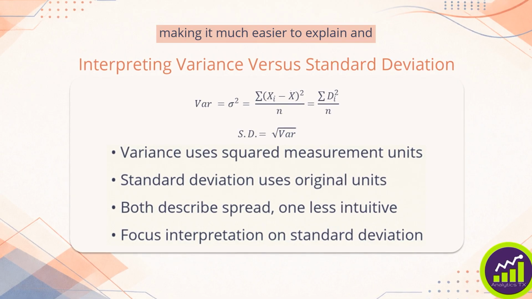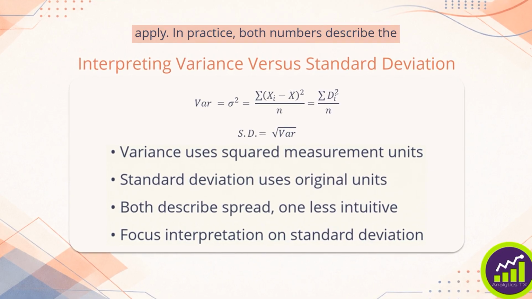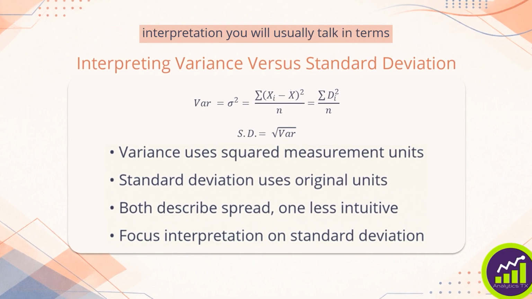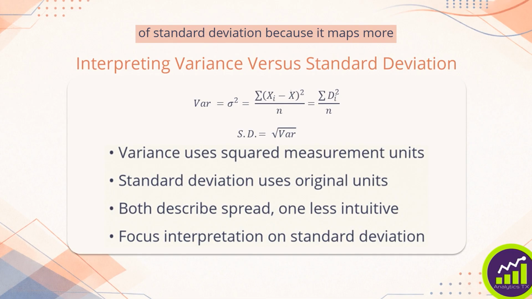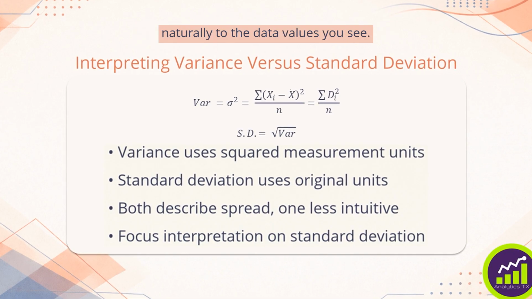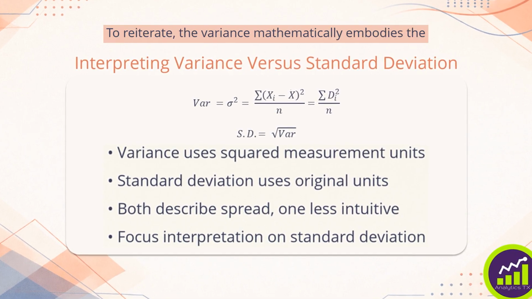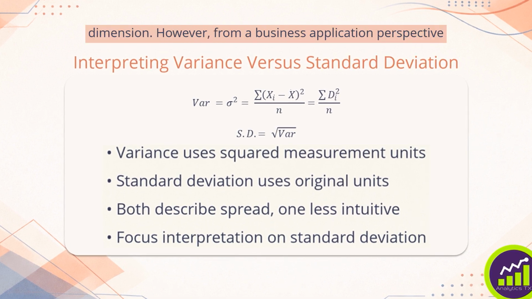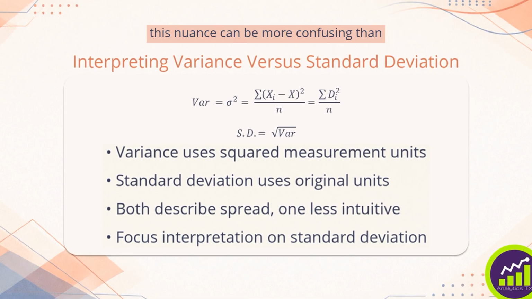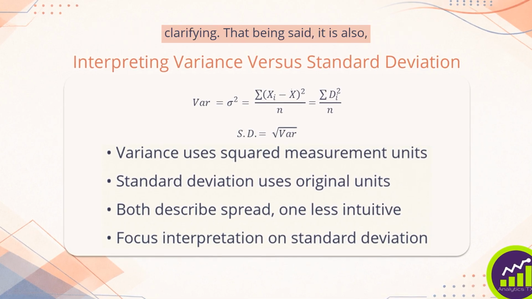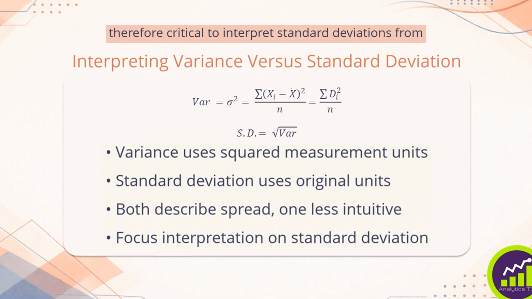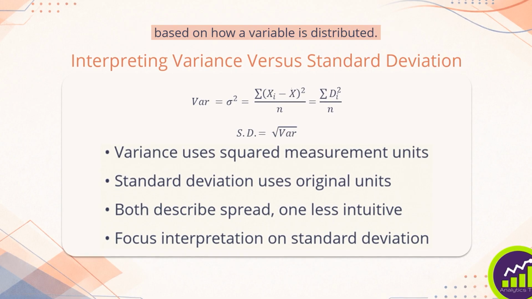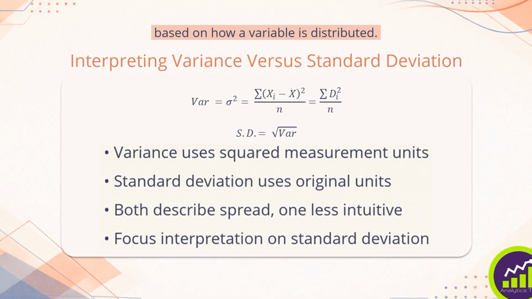In practice, both numbers describe the same underlying spread, but for everyday business interpretation, you will usually talk in terms of standard deviation, because it maps more naturally to the data values you see. To reiterate, the variance mathematically embodies the shifts or deviations in more than one dimension. However, from a business application perspective, this nuance can be more confusing than clarifying. That being said, it is also, therefore, critical to interpret standard deviations from the mean more carefully when making decisions based on how a variable is distributed.